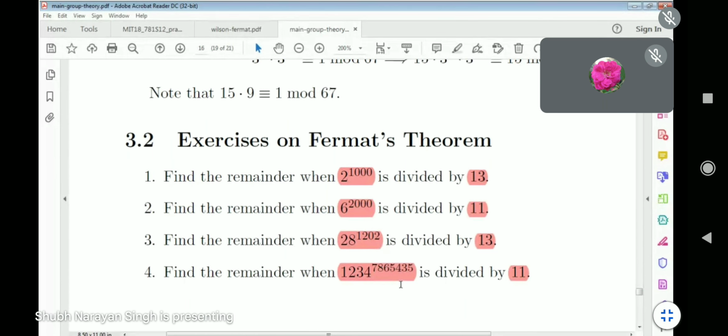So now our time is over, and we have listed these 4 questions one by one. Please try to solve all of these 4 questions, and if I get some time I will include more and more questions based on Fermat's theorem, and we'll discuss in the next lecture. Okay, till then, thank you, thanks to all of you.